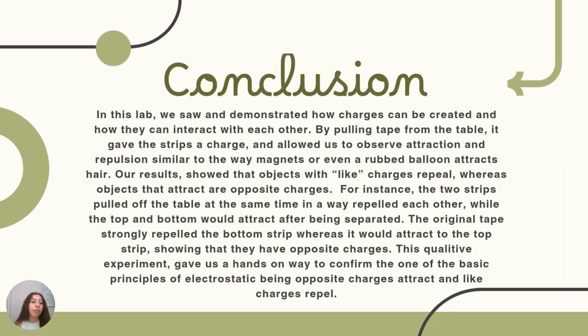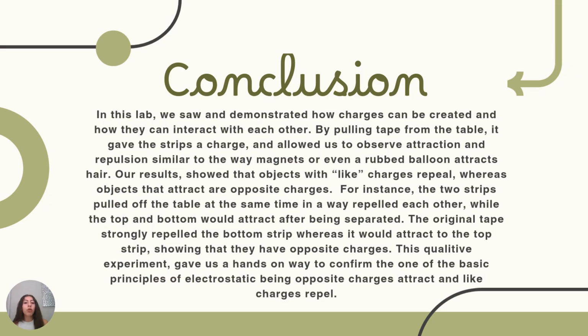So for our conclusion, in this lab, we saw how charges can be created and how they interact with one another. By pulling tape off a surface, we are able to observe attraction and repulsion, similar to the way magnets or a balloon rubbed on hair works. Our results showed us that objects with like charges will repel, while objects with opposite charges will attract. For example, the two strips pulled off the table at the same time repelled each other, while the top and the bottom strips attracted once they were separated.